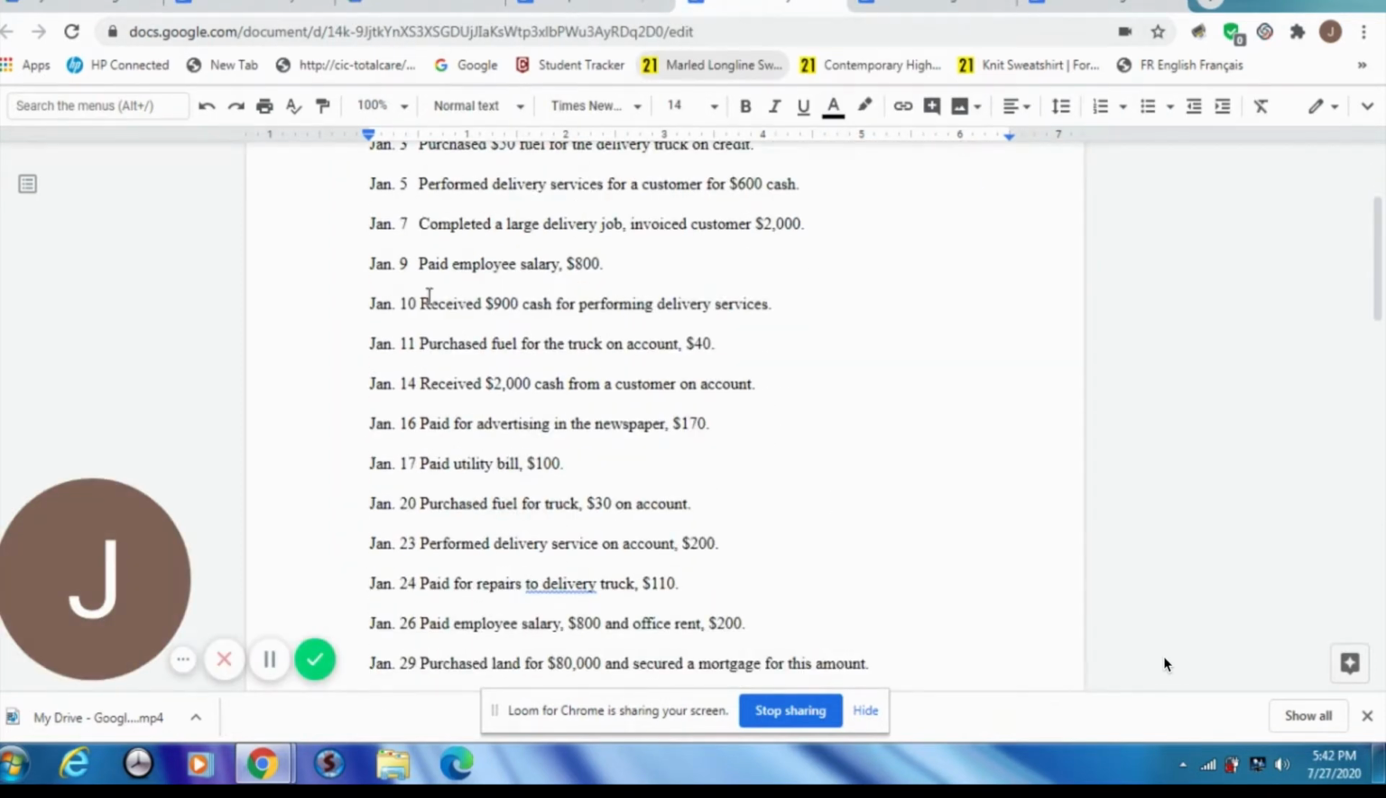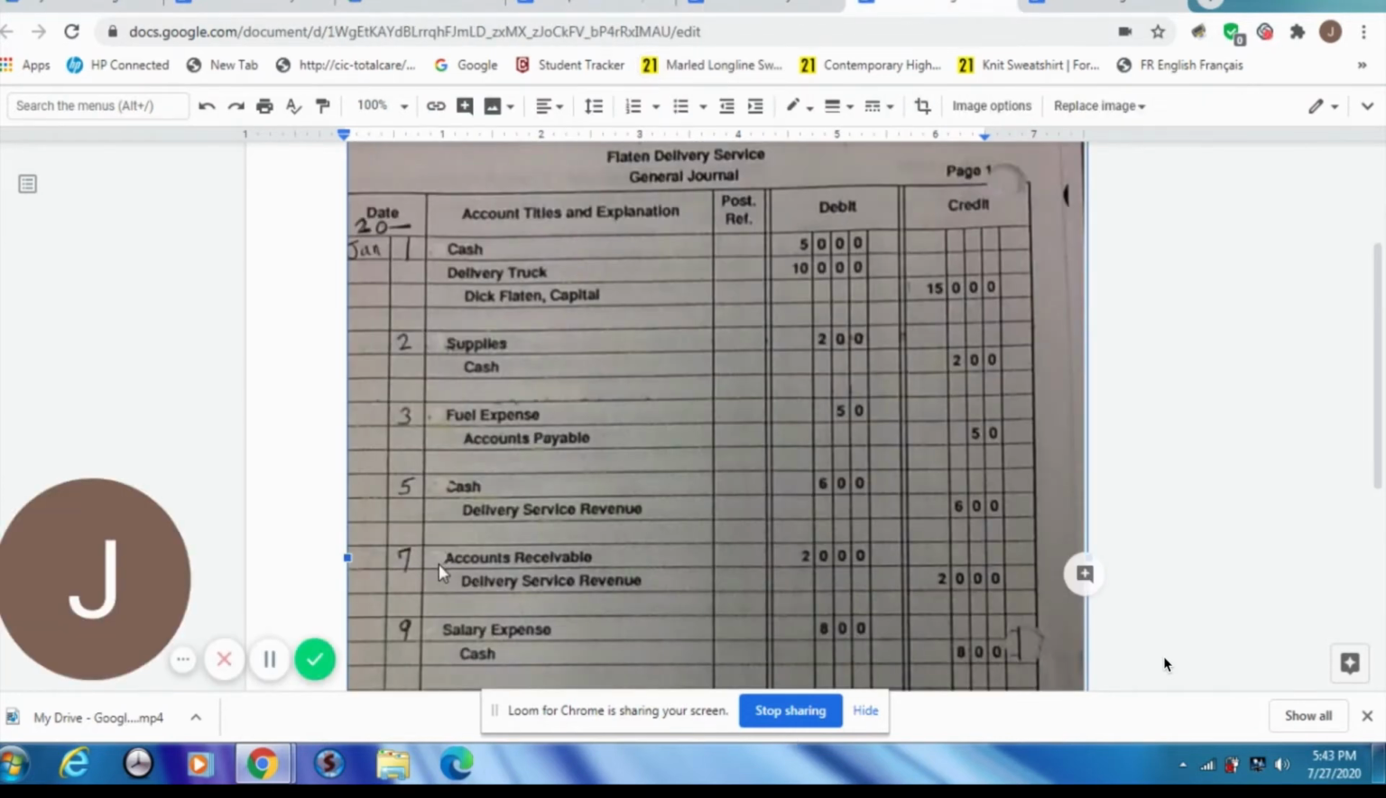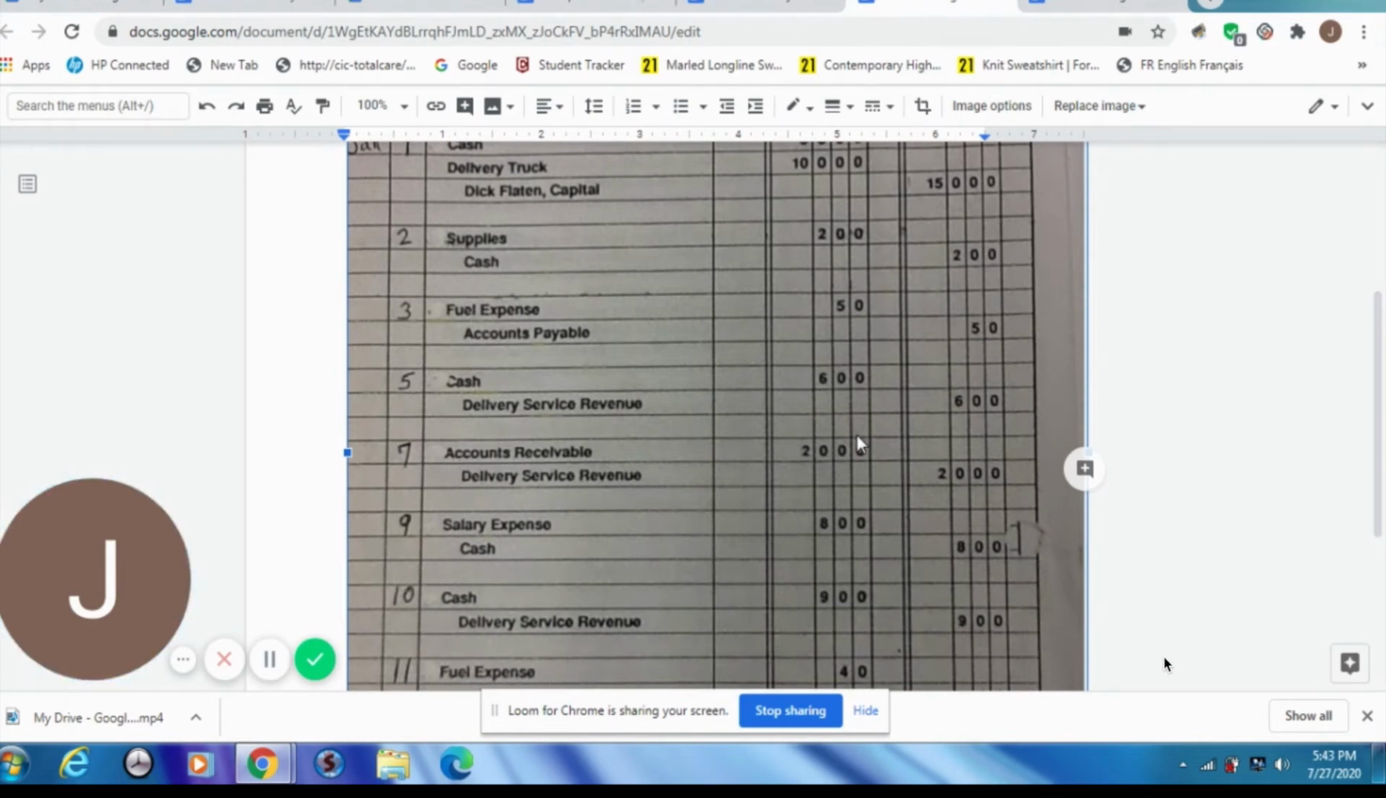Then we'll go back to our transactions, and the next date is the 7th, and this also is a sale. It says that we completed a large delivery job, and we invoiced the customer for $2,000. So we sold our services here, but we did not receive cash. Instead, we are sending an invoice to the customer for $2,000, and that's to tell them that they will owe us that amount. All right, so this is a credit sale, not a cash sale. So let's go to our journal page, and we'll put the date in, the 7th. And we will debit accounts receivable $2,000, and we will credit delivery service revenue $2,000.